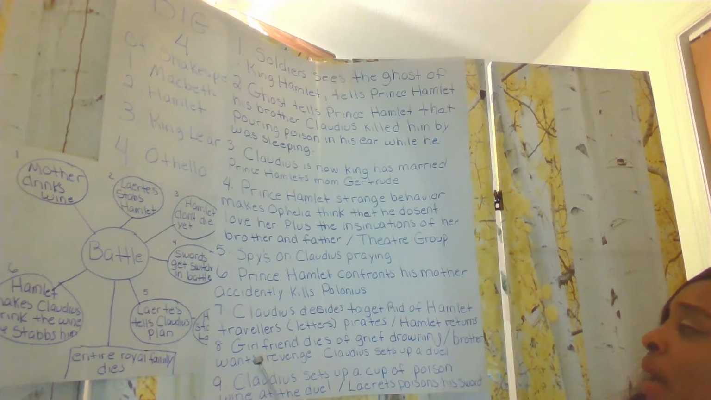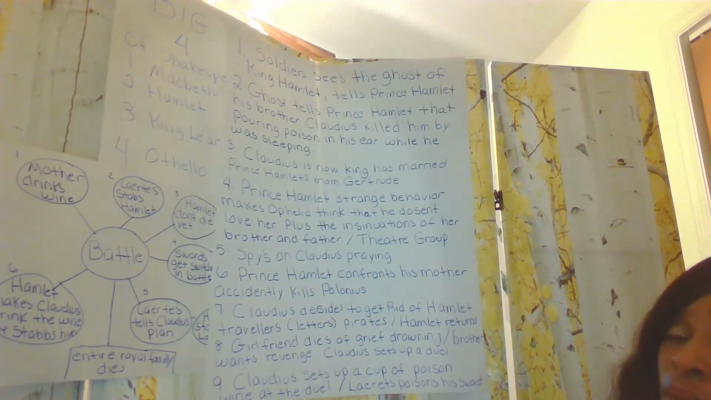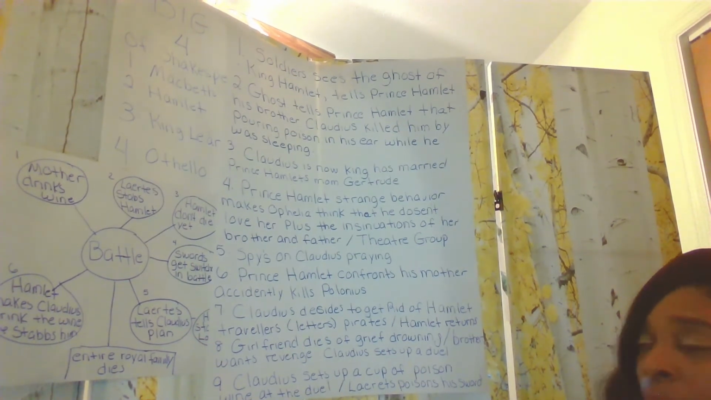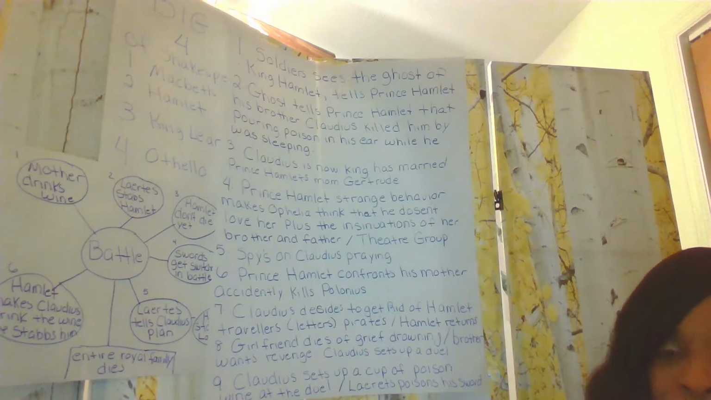So now, Claudius the king decides he needs to get rid of Hamlet. And so he sends Hamlet off with travelers, and the travelers have a letter. That particular letter says to kill Prince Hamlet when they get to their destination. However, there is a strange turn of events. The ship that they're traveling on is attacked by pirates. When the ship is attacked by pirates, Hamlet ends up escaping and returning to the kingdom.